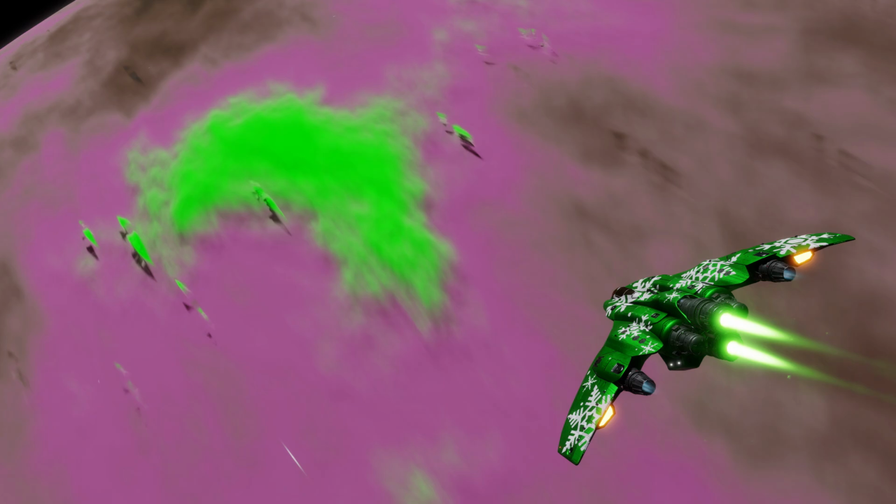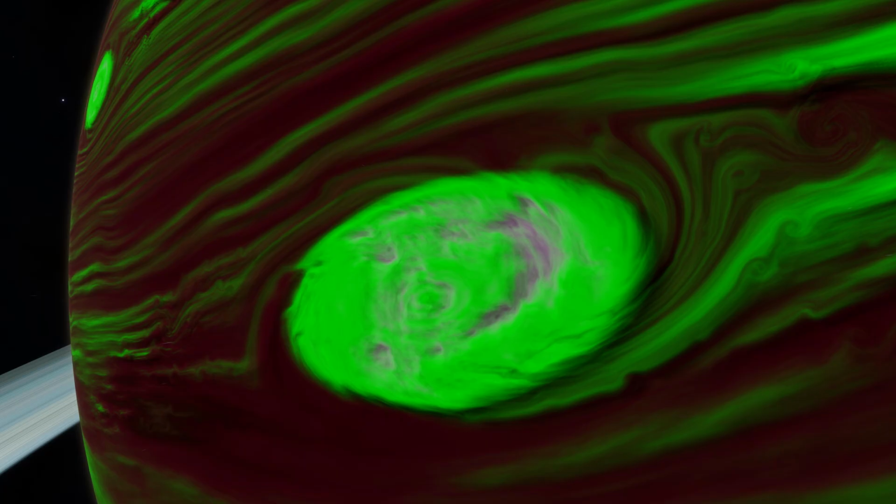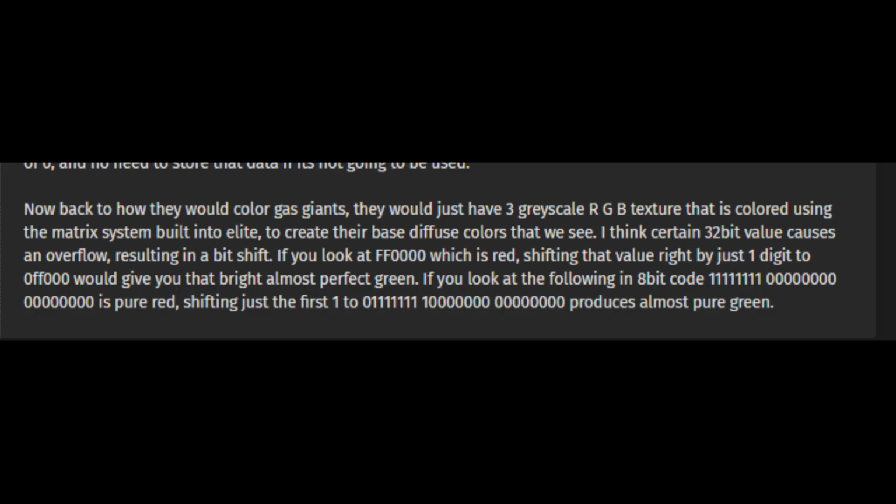As everyone knows, it isn't just the green color you see on the green gas giants. There is always an accompanying color that shows up in the layer below the green one. This layer's color can be pink, dark red, purple, and in a varying hue. Remember what I said about a bit shift earlier? I think we are seeing a result of that in the color of this layer.